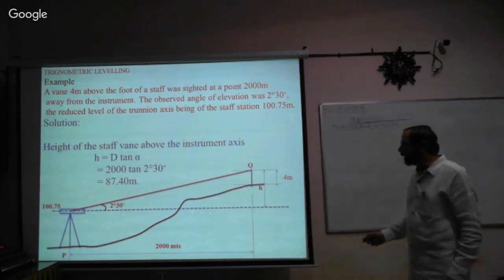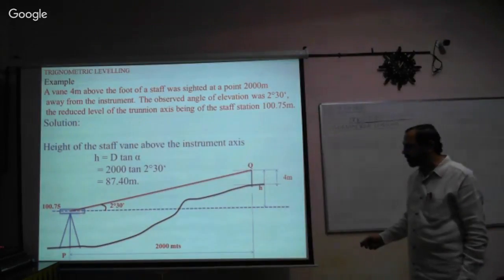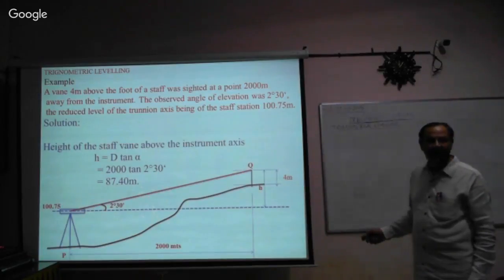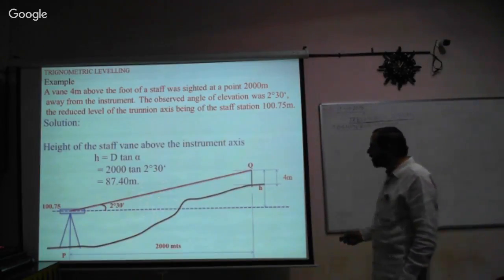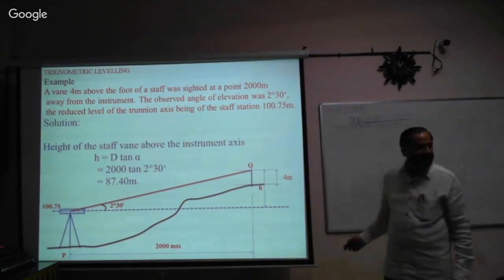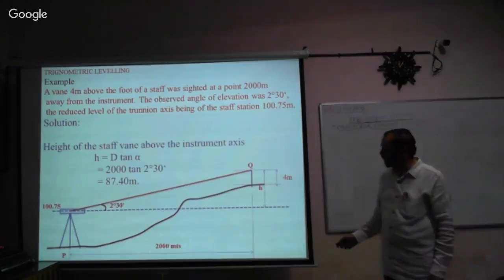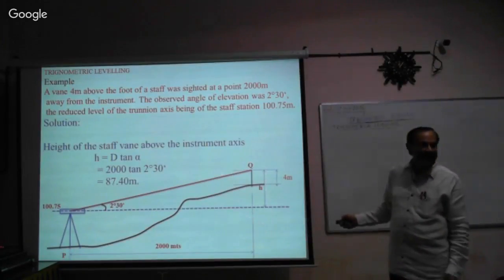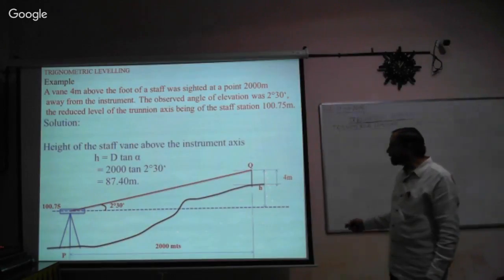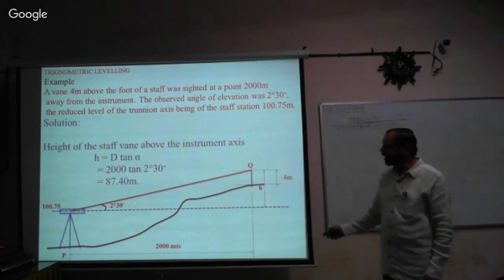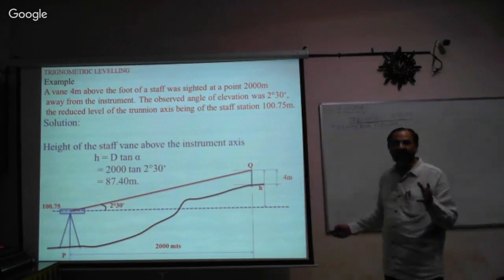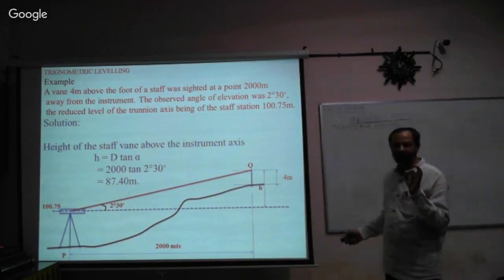Now see, trunnion axis, horizontal axis. This is the horizontal axis. From this, the vertical angle measured is 2 degrees 30 minutes. Now it's a simple problem. Here it is 2000 meters away from the instrument station. Therefore, this is D and this is H above the instrument axis. Very simple problem. Now how do you calculate H?